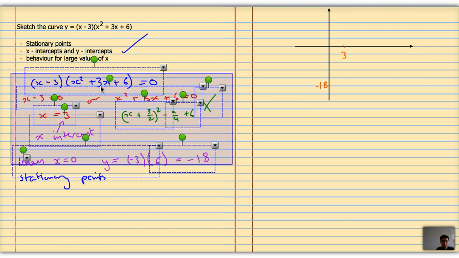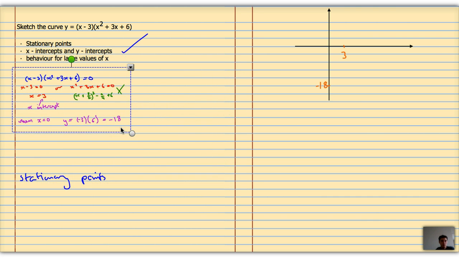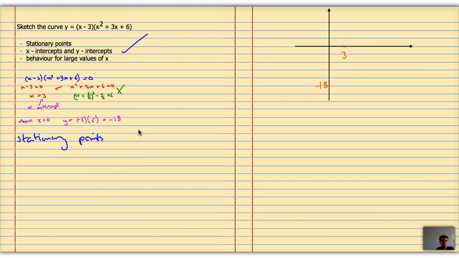So to find stationary points, what we're going to need to do is differentiate and find out when the gradient is 0. Okay, so we're going to need to expand the bracket now. So it's going to be y equals x cubed plus 3x squared plus 6x. For that I just did x times x squared, x times 3x, and x times 6. Now we can do minus 3x squared minus 9x minus 18.